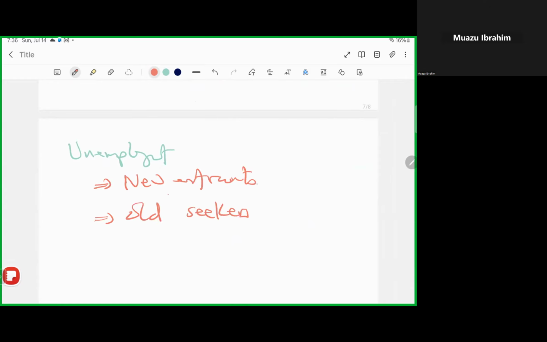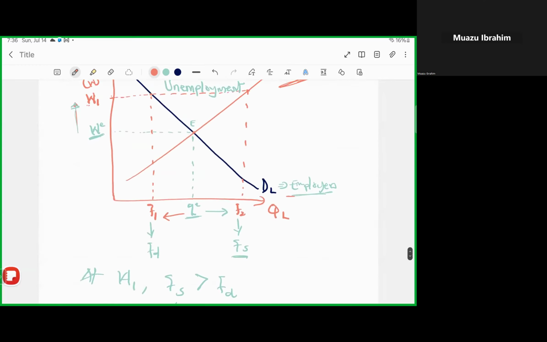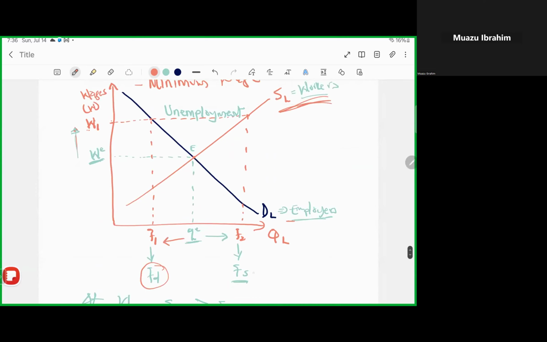So we have new entrants, or new job seekers, in the market. Now let's look at this situation. This is the amount of unemployment. This quantity demanded, this quantity supplied, the difference will give you the amount of unemployment in the system.